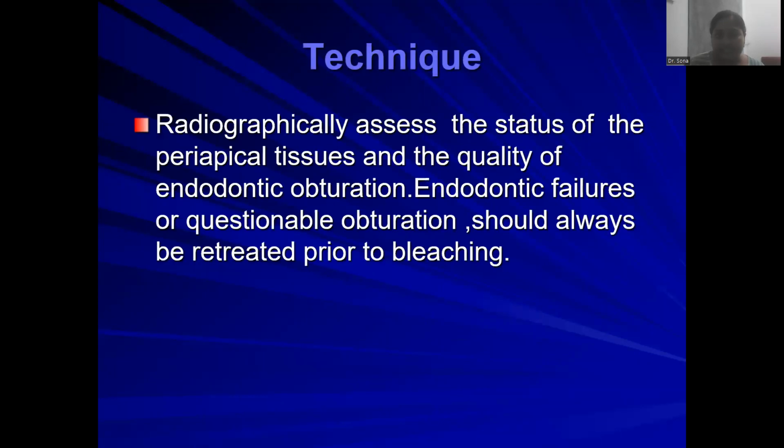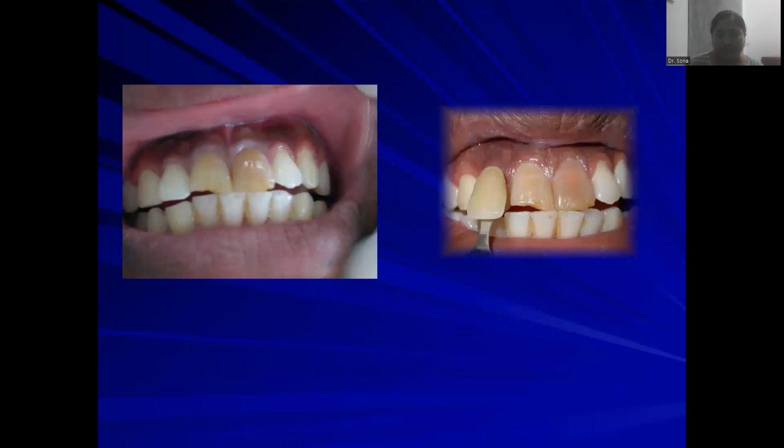Radiographically, first assess the status of the periapical tissues and the quality of endodontic obturation. If you feel that the obturation is questionable, that the condensation, lateral compaction or vertical compaction is not sufficient, please do a re-RCT. It should always be retreated prior to the bleaching.